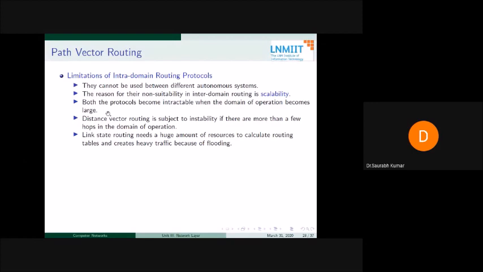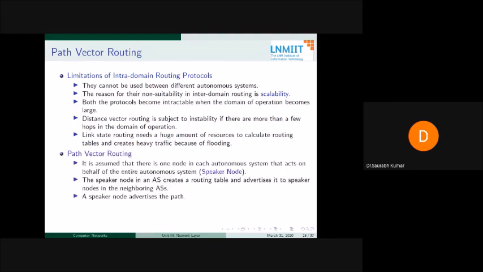So what happens? Distance vector routing is subject to instability. We have already discussed the 2-node problem, and the 3-node problem is an extension of the 2-node problem. Because of that, there is an instability involved, and link state routing needs a huge amount of resources. Because each and every router, although they are in the same domain and have the same topology, tries to create its routing table on the basis of its own specific needs. Some may create it on the basis of minimum delay, some on the basis of maximum throughput, and so on. Because of that, they are not suited for inter-domain routing, and this is where path vector routing comes into the picture.